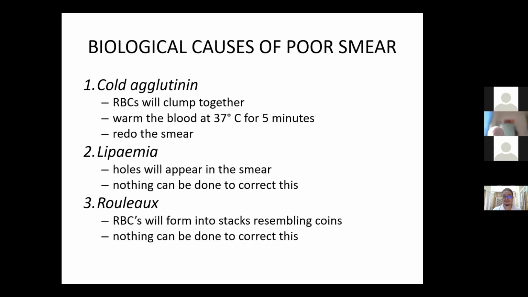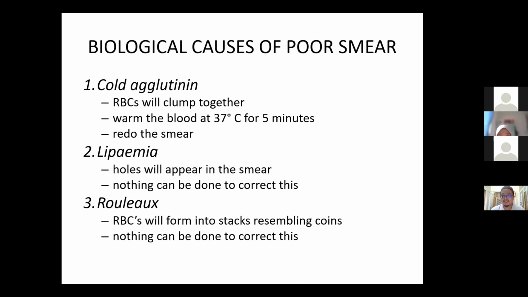with water. Okay. Okay, here are biological causes of poor smear. Yeah, sometimes kita buat dah okay, tapi is the problem with the sample and it's due to some pathological problem lah. Firstly, cold agglutinin. People with cold antibody, they have cold agglutinin. The RBCs will clump together. So to overcome this problem, we need to warm the blood first, yeah, and then redo the smear.